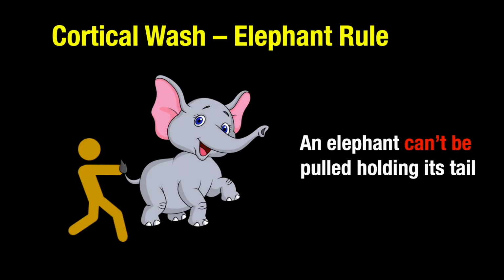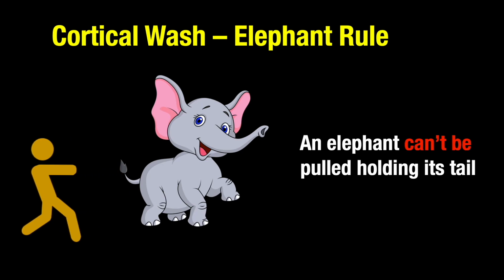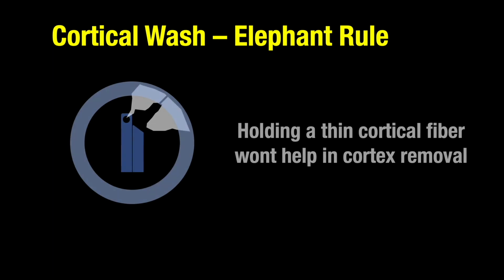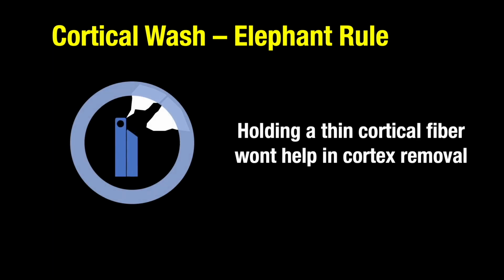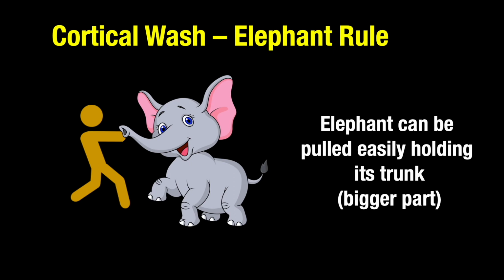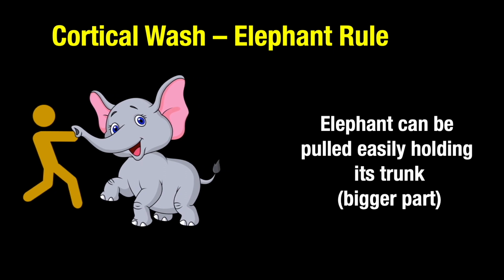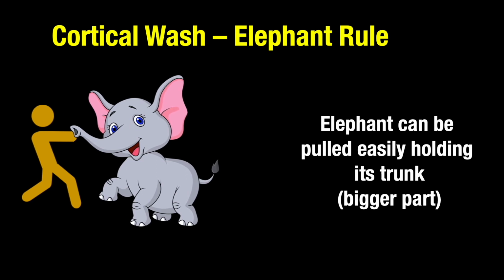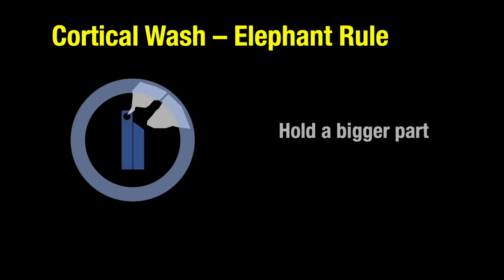This one is my favorite. It's called the elephant rule. An elephant cannot be pulled using its tail. Similarly, cortex cannot be removed by holding a thin cortical fiber. Right? It's easier to pull the elephant with its bigger trunk. We can remove the cortex by holding a bigger area.